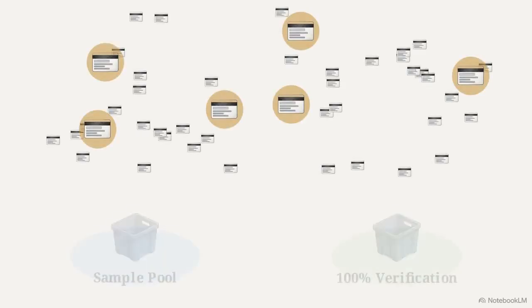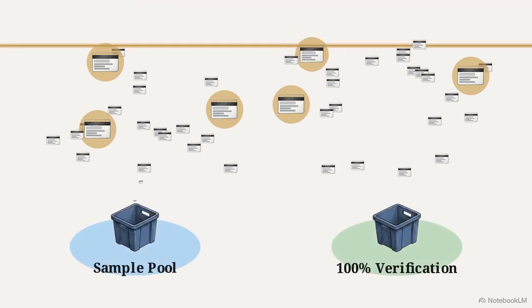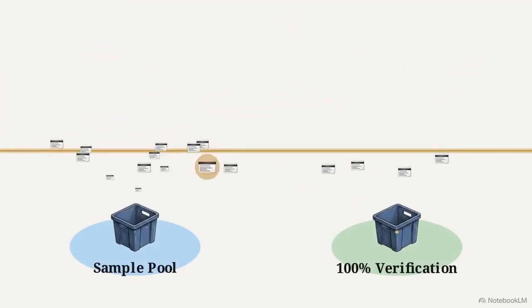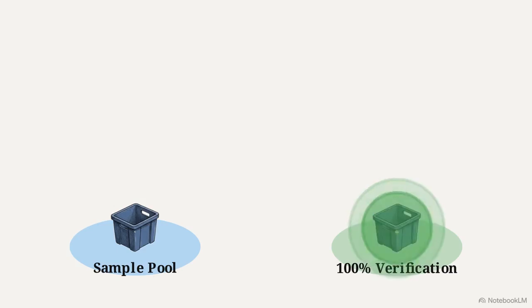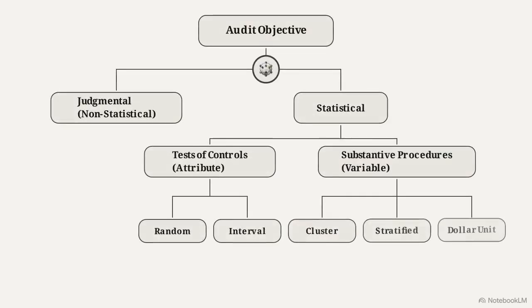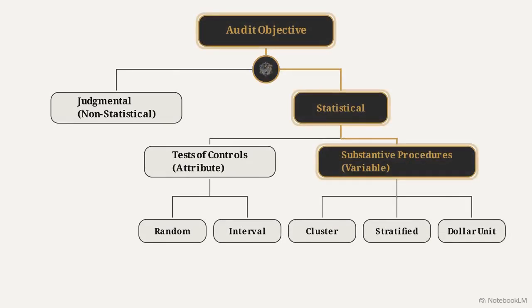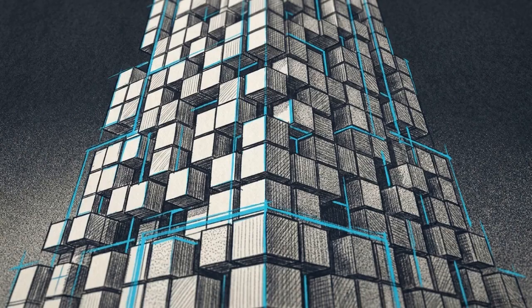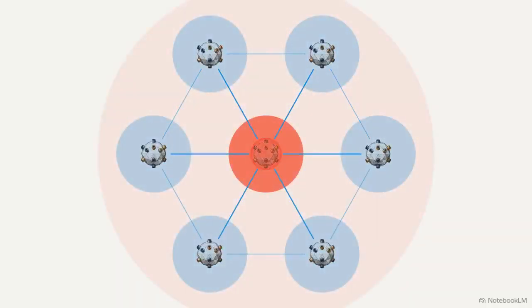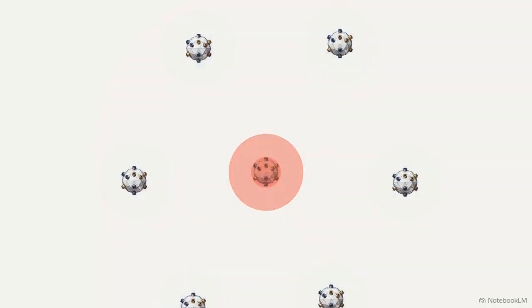Stratified and dollar unit sampling are engineered to neutralize extreme population variance, ensuring that material misstatements cannot hide among millions of smaller transactions. The path from the initial audit objective down to the final selection mechanic is a deliberate, mathematically governed process. The validity of any audit finding is inextricably tied to the integrity of this selection architecture. If the logic fails at any node, the final assurance is compromised.